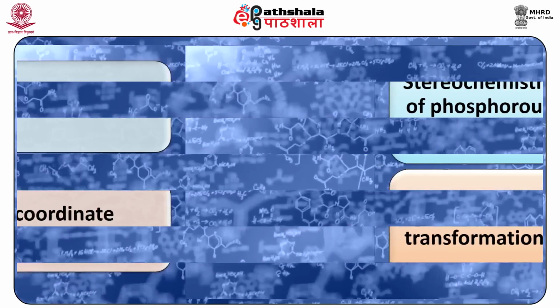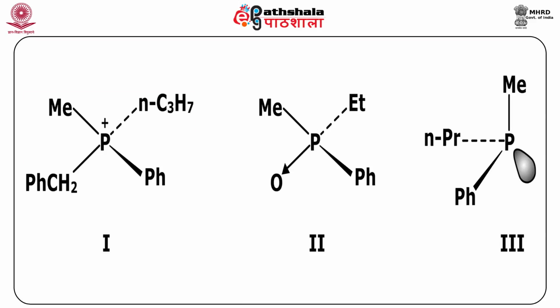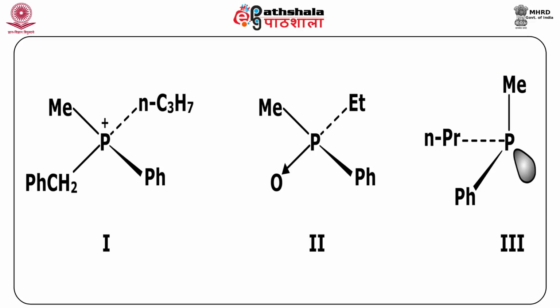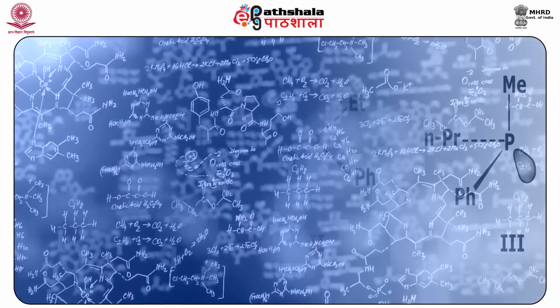Phosphonium compounds, as shown in structure 1, phosphine oxides, as shown in structure 2, and phosphines, that is structure 3, have phosphorus as a chiral center when all the substituents are different. Here you are shown examples having methyl, phenyl, n-propyl, benzyl and so on, but it can be anything. So, when all these substituents are different, all these cases will have chiral centers.